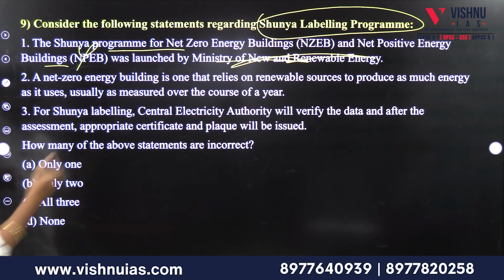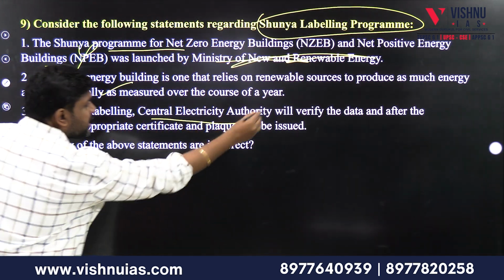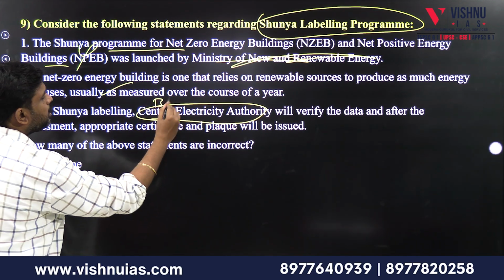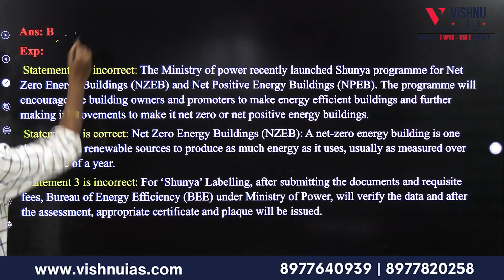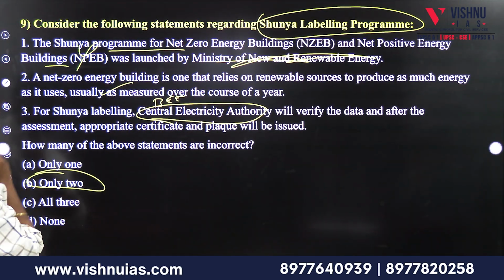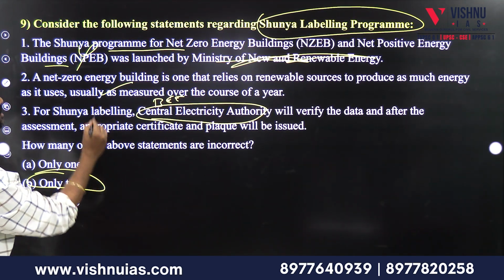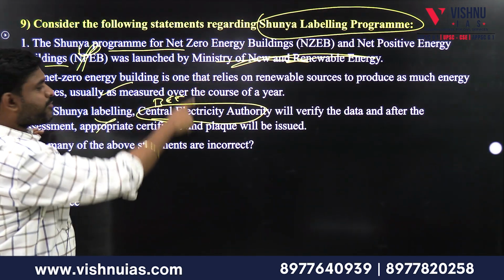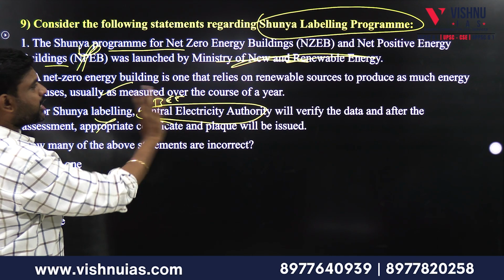The net zero building is one that relates, yes. It is not Central Electricity Authority. It is Bureau of Energy Efficiency. Answer is B. Only incorrect. This is incorrect. Why? This is by Ministry of Power. This is by Bureau of Energy Efficiency.